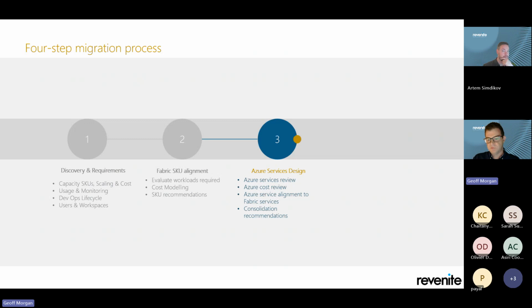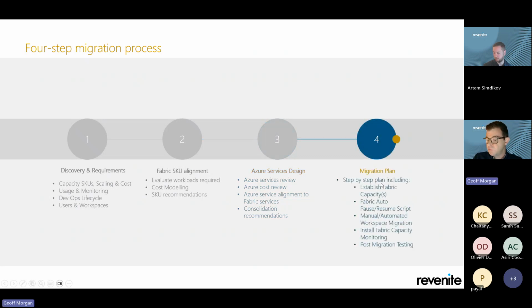And then part three is really around the Azure service design. So it really is that opportunity not just to look at Power BI, but to look at your Azure services and have a look at the cost of what those Azure services are. And then we see if those services align well to the Fabric services, and then we come up with some consolidation recommendations that might be suitable for you in the future.